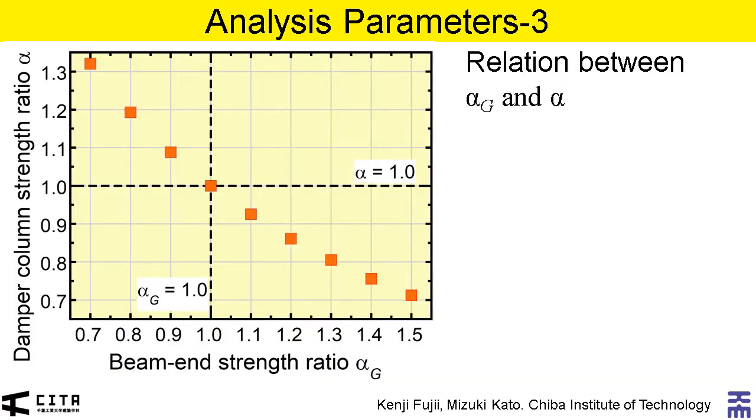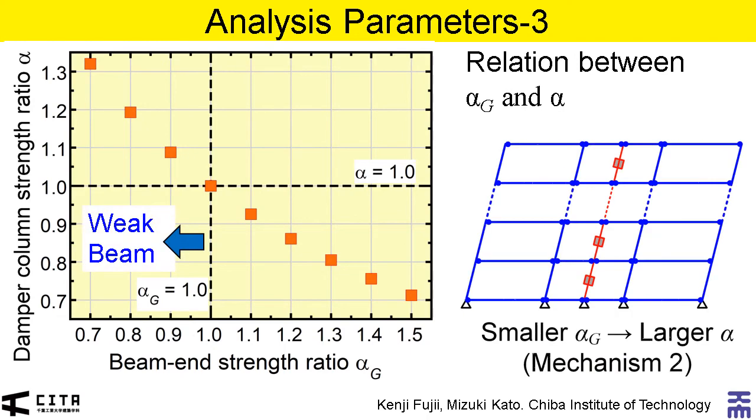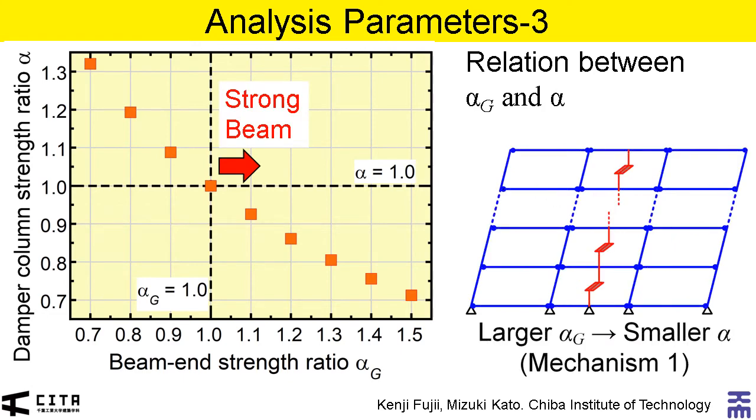This figure shows the relation between the beam end strength ratio alpha z and the damper column strength ratio alpha. When alpha z is smaller than unity, the damper column strength ratio is larger than unity. In such case, mechanism 2 would occur. When alpha z is larger than unity, the damper column strength ratio is smaller than unity. In such case, mechanism 1 would occur.